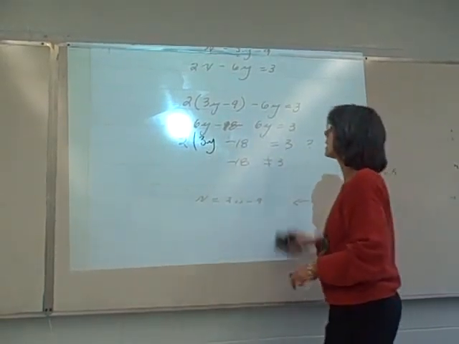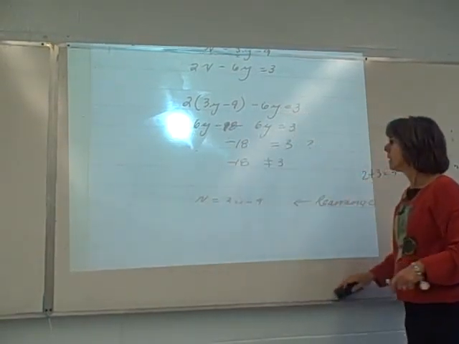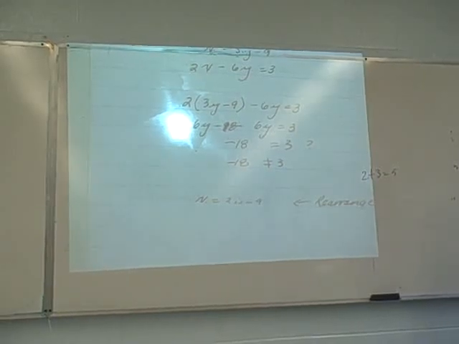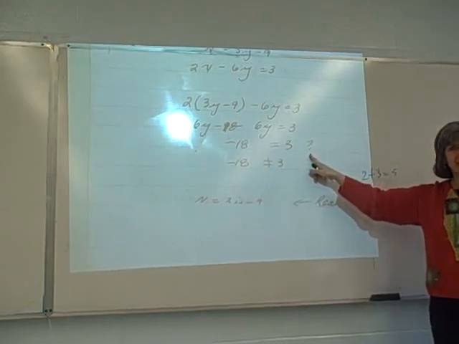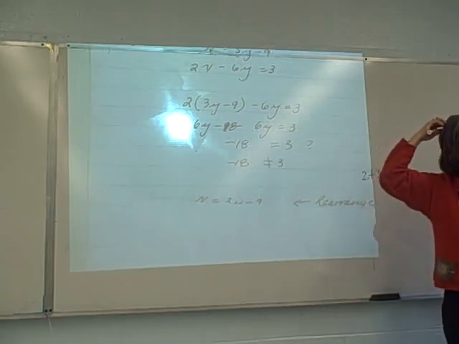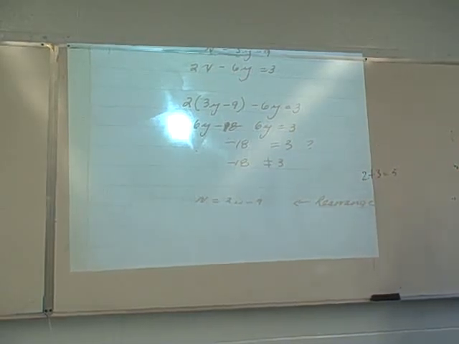I plugged in. Oh, they just eliminated. Okay, so I solved this problem, and negative 18 equals 3. That is not correct. There's a problem. You got a trap. Why is there a trap? Because the y's cancel each other out, so they're not there. Why don't the equations work?